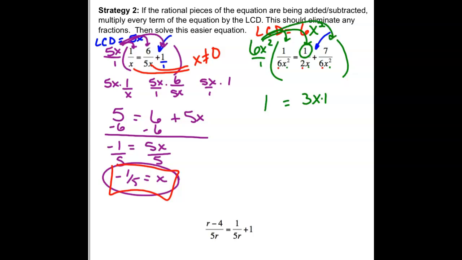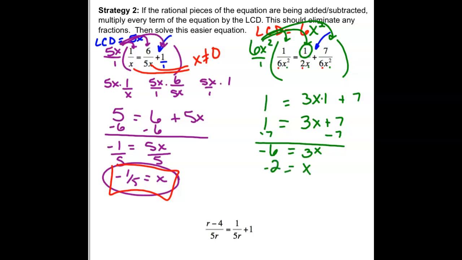For the second part of this side, distributing that 6x squared to 7 divided by 6x squared, again, the 6x squareds are going to drop out and leave me just a 7. So I have 1 equals 3x plus 7. I'm going to subtract the 7 over. I now have 3x equals negative 6, and when I divide, x would be negative 2.